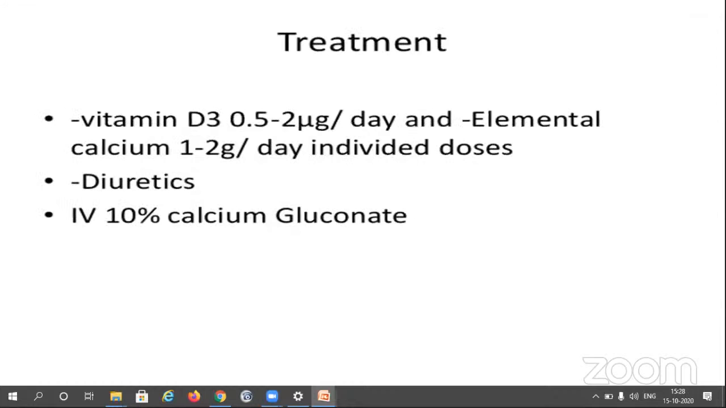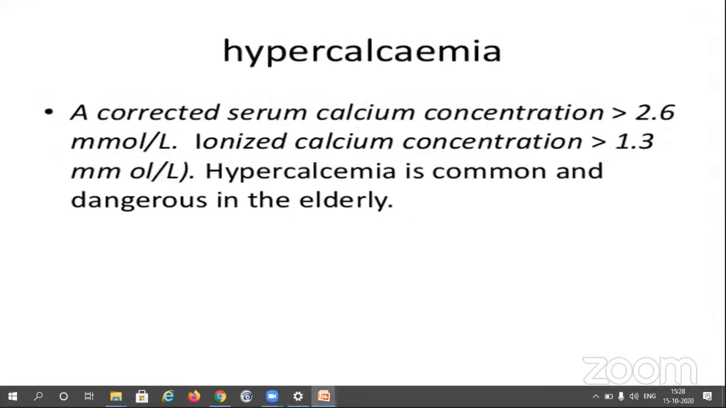Treatment: vitamin D3 0.5 to 2 micrograms per day and elemental calcium 1 to 2 grams per day in divided doses. Diuretics and IV 10% calcium gluconate can be given.